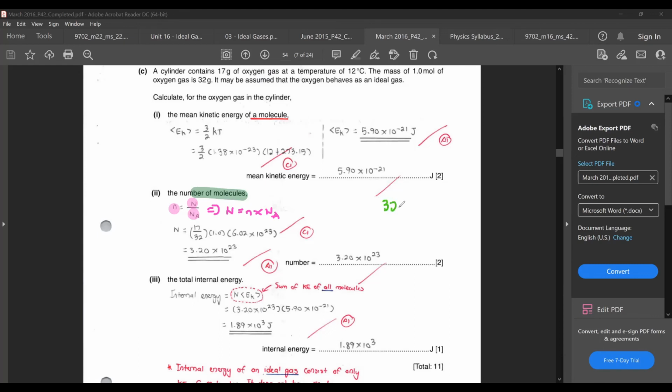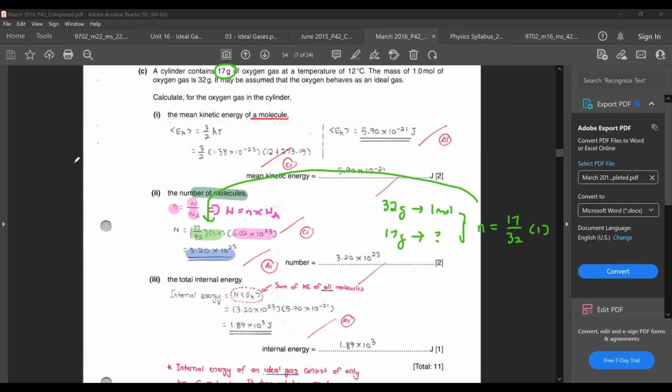They told you that 32 grams is 1 mole. How much is 17 grams then, if I want to find out the number of moles? This one you will use something like a ratio. 17 over 32 times 1 gives you your number of moles, which is what you're doing right over here. This is finding out the number of moles. Then you multiply with your Avogadro constant, giving you your final answer as 3.2 times 10 power 23. Okay, so far so good.